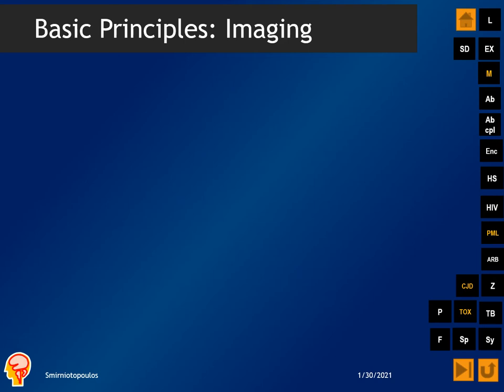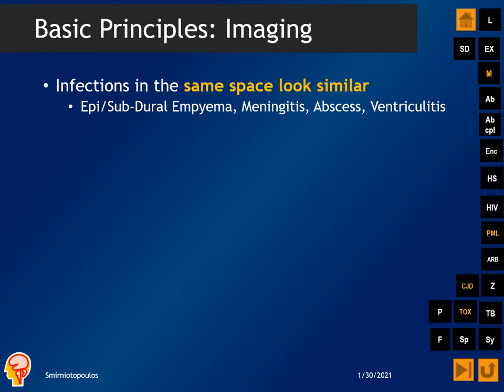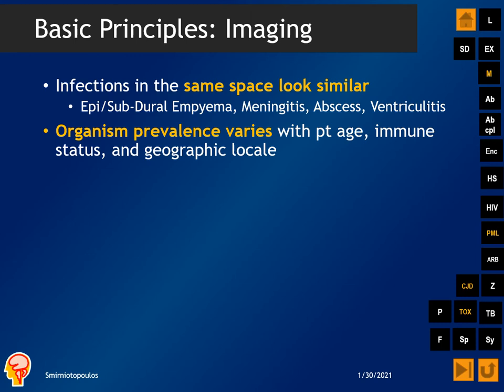In terms of imaging, infections in the same space look very similar. Epi and subdural empyema, meningitis, abscess, ventriculitis, regardless of the organism, are going to have a similar appearance on imaging. The organism prevalence varies with the patient age, immune status, and geographic locale. Basilar meningitis is most likely to be TB or fungal.